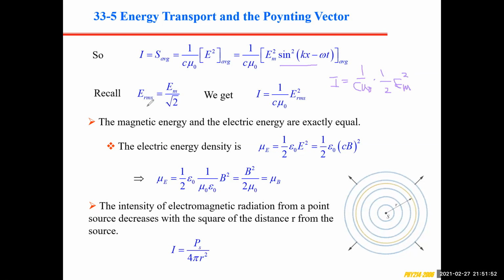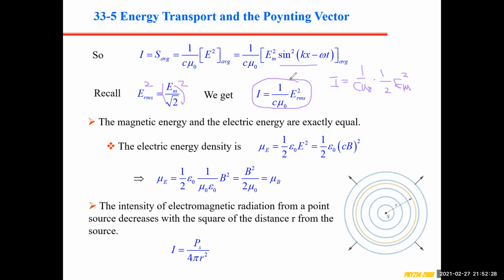And if we recall, the root mean square value is defined as the amplitude over square root of 2. So we have the square here, so the whole thing here is squared. And you can see that E_m squared over 2 just gives you the root mean square squared. So your intensity is equal to 1 over c mu naught and then the root mean square value. In other words, if we want to know the intensity of the electromagnetic wave, that will be 1 over c mu naught and the root mean square value of the electric field squared.